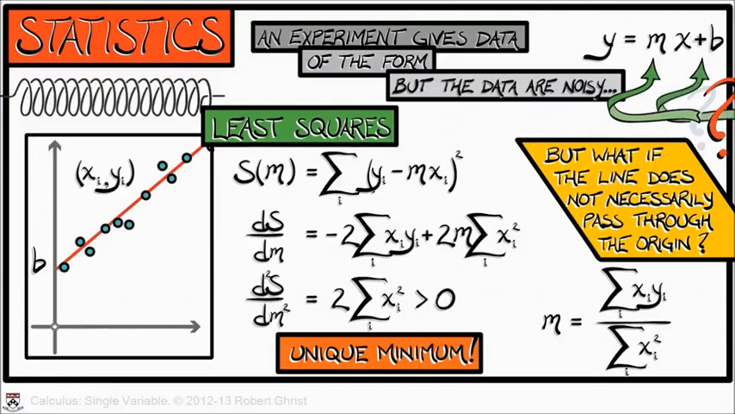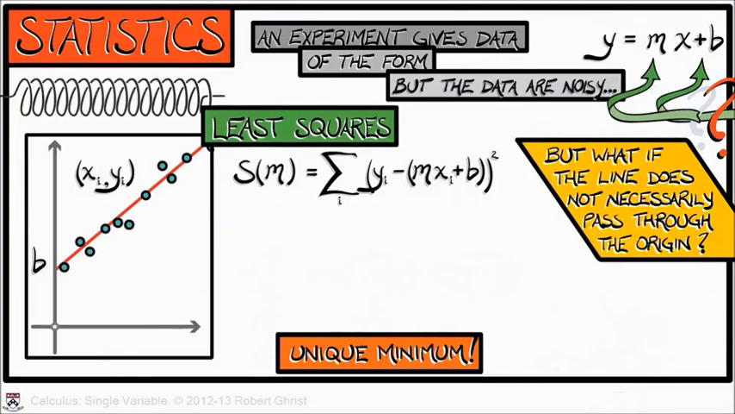I wonder, could we do the same thing? Well, the vertical distance would involve a b term in this s function. And now, this function would depend not only on m, but on b.